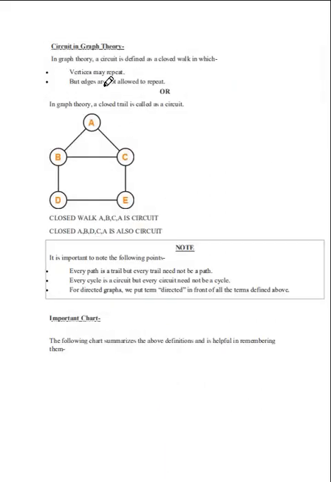Now next what we have is a circuit. Now it is just the opposite of a trail. A circuit is where vertices may be repeated, yes, but edges are not allowed to repeat, yes, but it has to be a closed walk. From where I have started, I have to reach there. A, B, C, A. This is a circuit. Starting from A, B, D, E, C, A is a closed walk.